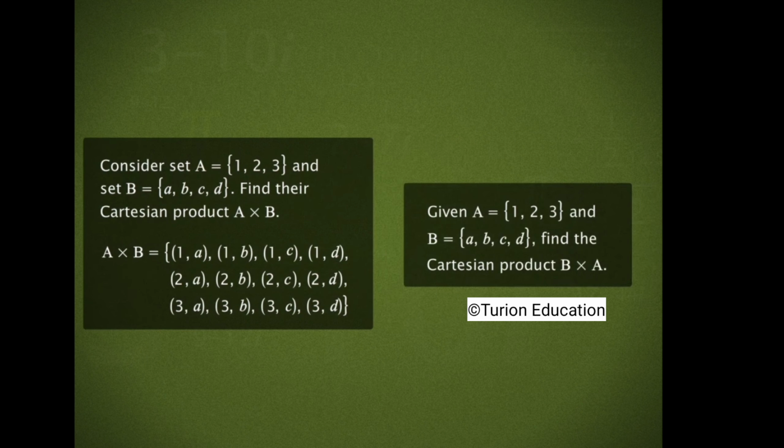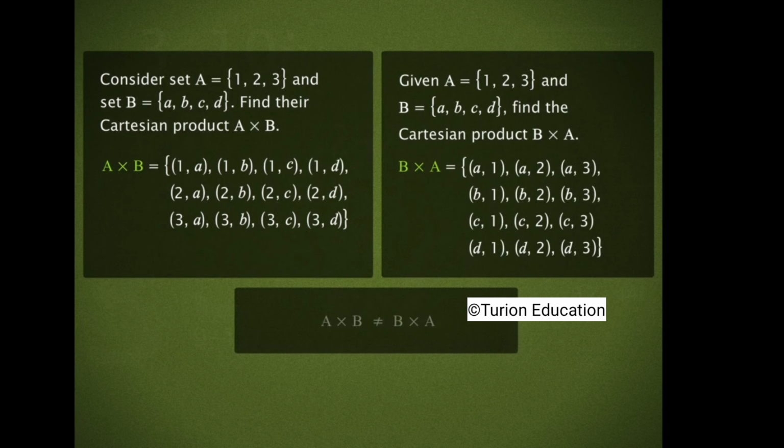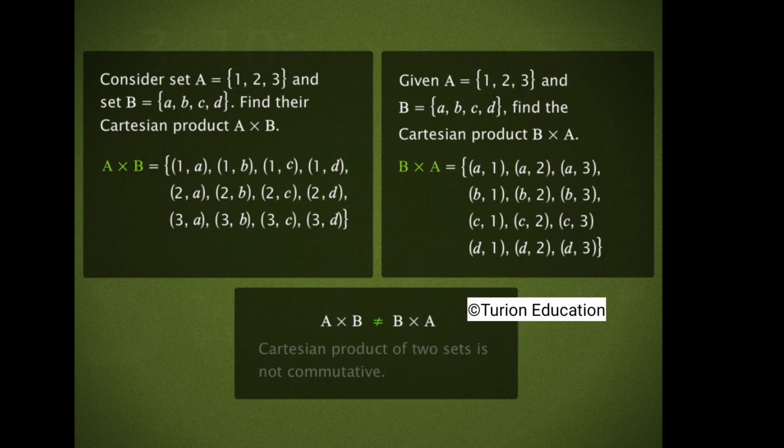Now for the same sets A and B, let us find the Cartesian product B cross A and check if the two Cartesian products are the same. The Cartesian product B cross A will be the set of all ordered pairs of which the first element is a member of the second set B, and the second element is a member of the first set A. So by pairing the elements we get the set B cross A as shown. We can see that A cross B and B cross A are not equal. Unlike the product of numbers, Cartesian product of two sets is not commutative.